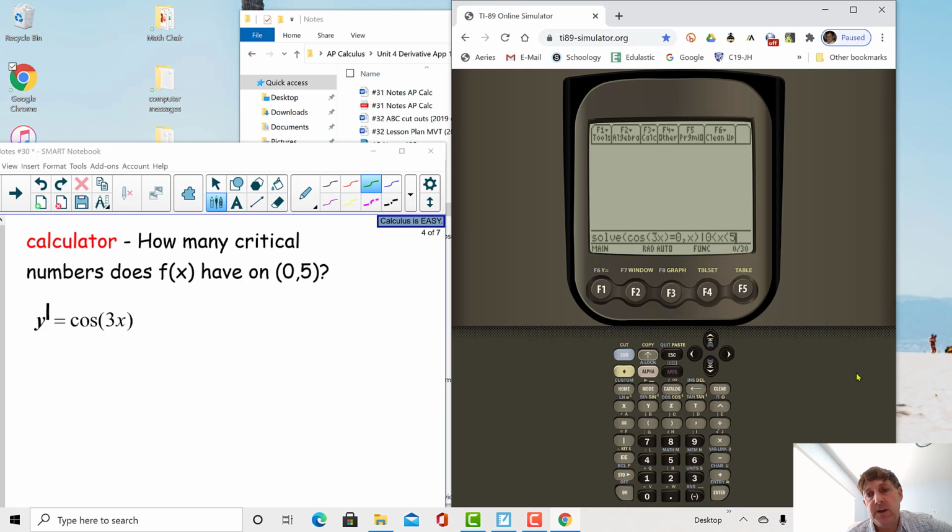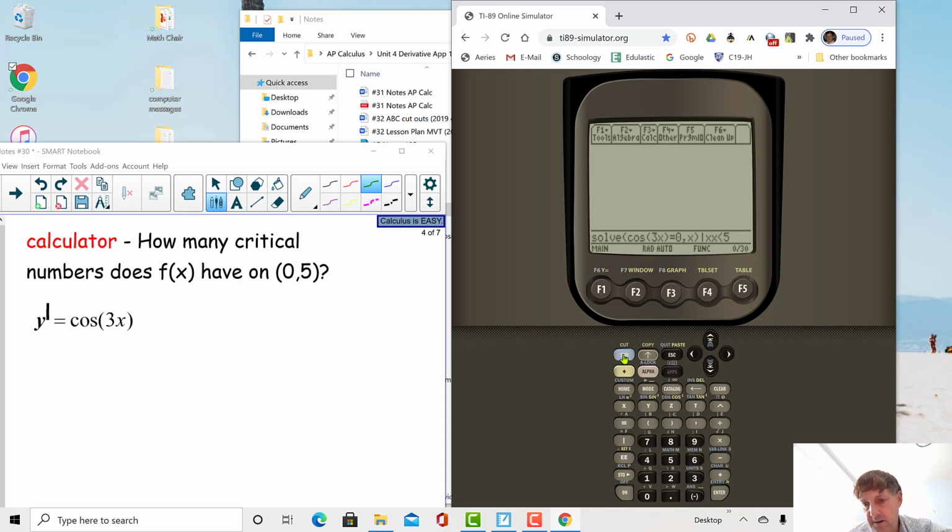Now most of the newer TI-89 graphing calculators will work if you just push enter. Now this graphing calculator says that there's a syntax error, and that's because it's using an old operating system. That's okay. There is a way to do it. We just want to say when x is greater than 0 and when x is less than 5.